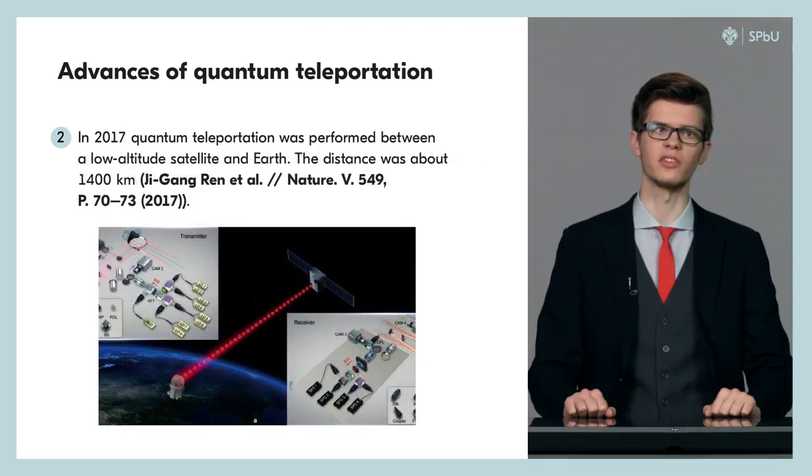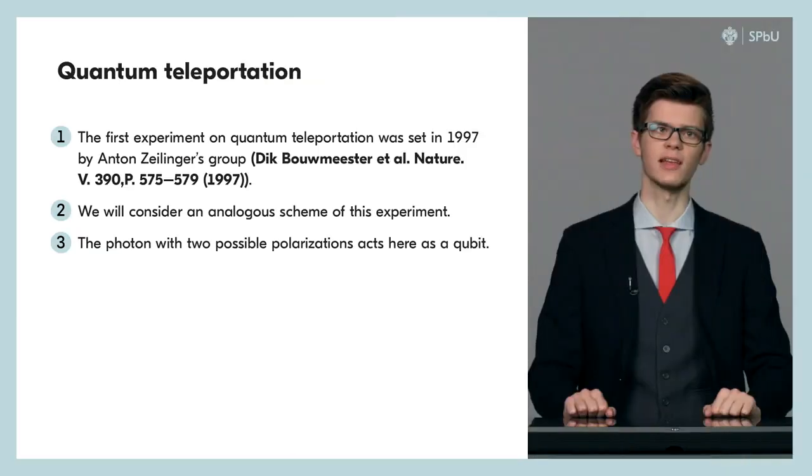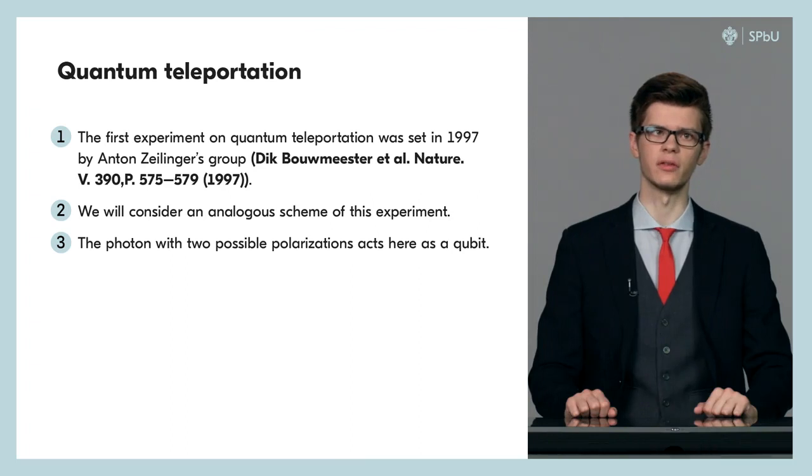And in 2017, the distance of 1,400 kilometers was achieved during the teleportation between a low orbit satellite and Earth. In today's lesson, we consider a bit simplified scheme of quantum teleportation. It was suggested in 1997 by Anton Zeilinger's group in the very first experiment on quantum teleportation. It differs from the more modern schemes only in a measurement procedure, which is simpler here. All other stages are not so much different.